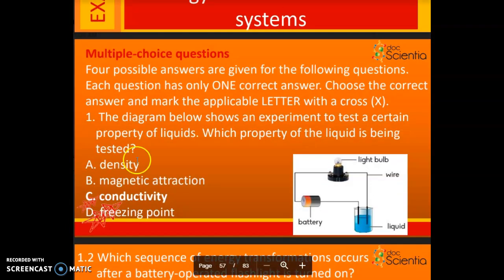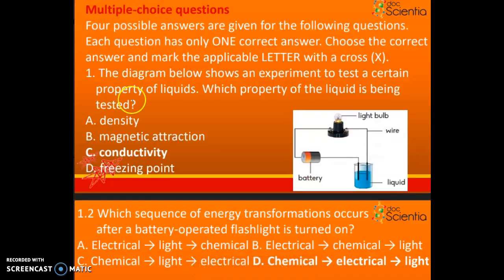Here are some multiple choice questions. So there are 4 possible answers given for the following questions. Each question has only 1 correct answer. Choose the correct answer and mark the applicable letter with a cross. So number 1. The diagram below shows an experiment to test a certain property of liquids. Which property of the liquid is being tested? So look at this picture. What is being tested here?